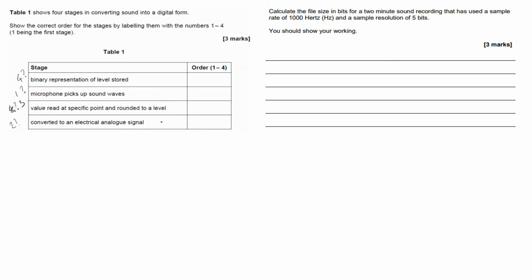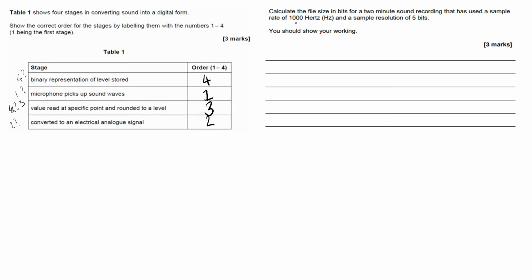So let's just step this through then. The microphone picks up sound waves. It's then converted to an electrical analog signal. The value is read at a specific point and rounded to a level. And then binary representation. Yeah, I'm happy with that answer. So I'm going to write it in now. So I've got 1, 2, 3 and 4.